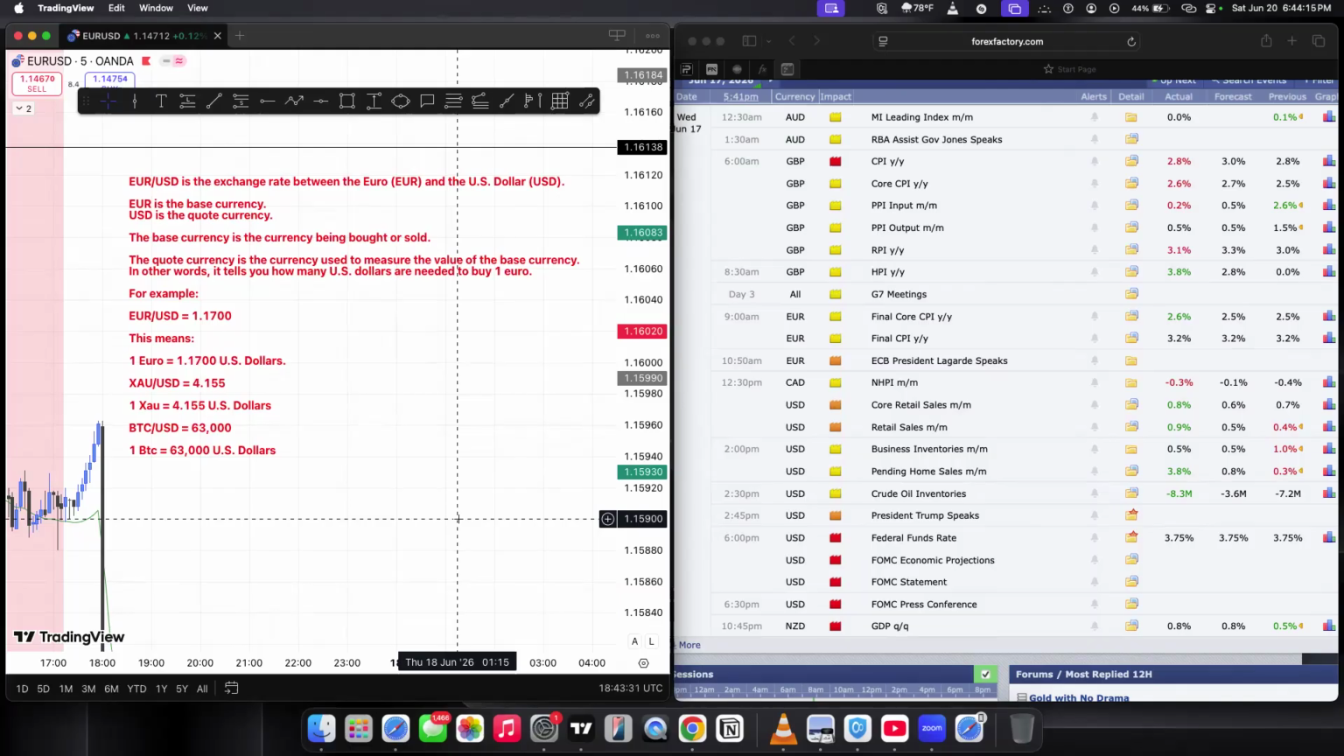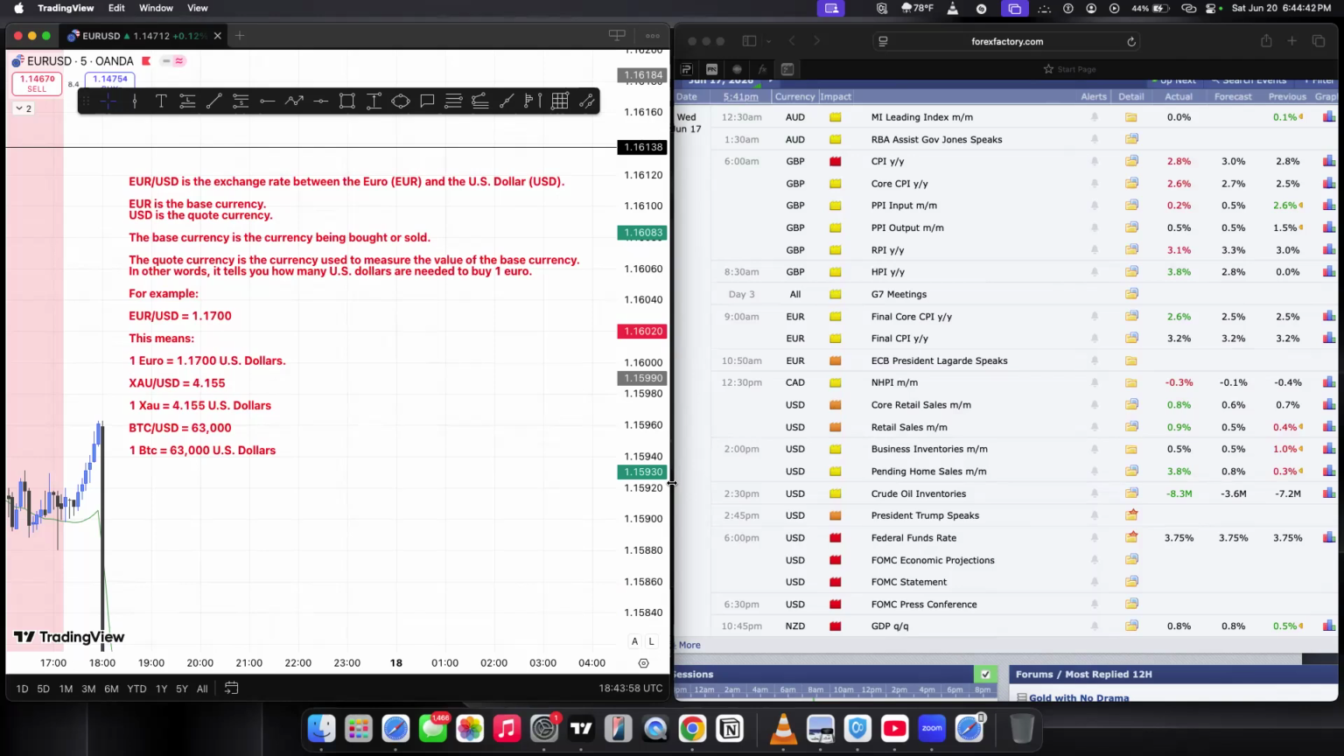Okay, so as a scalper, the fundamentals help me understand which currency is likely to be stronger and the probable direction of the market. That's why I don't only trade fundamentals. I trade fundamentals in confluence with my technicals.